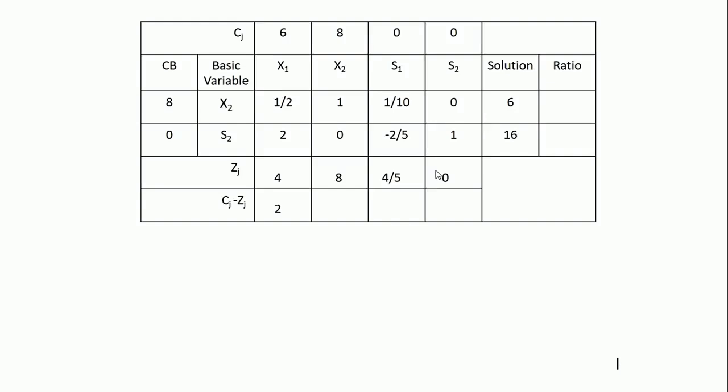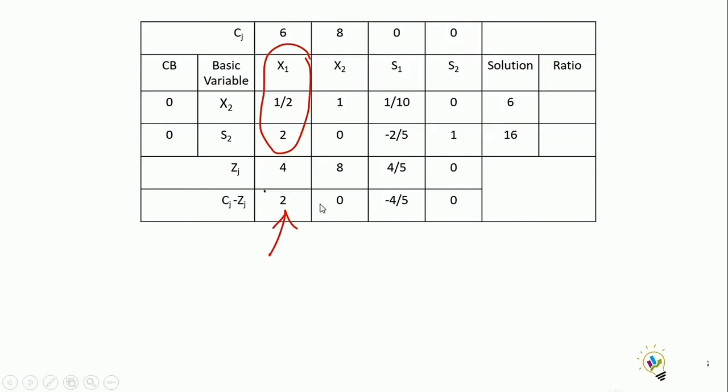Now cj minus zj. 6 minus 4 is equal to 2. 8 minus 8 is 0. 0 minus 4 by 5, it is minus 4 by 5. 0 minus 0. Now we are checking whether the solution is optimal or not. What is the condition? Cj minus zj should be less than or equal to 0. But here we can see 2 is positive, which is not less than or equal to 0.